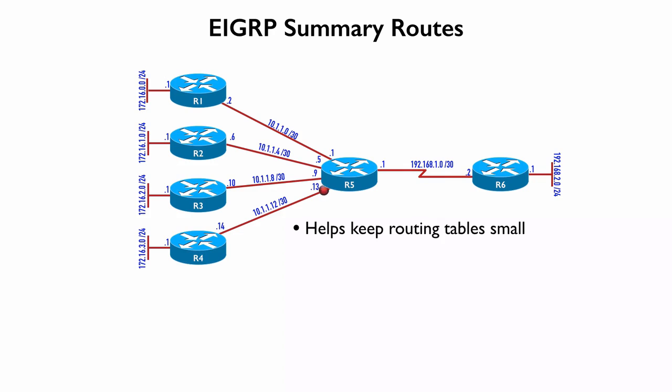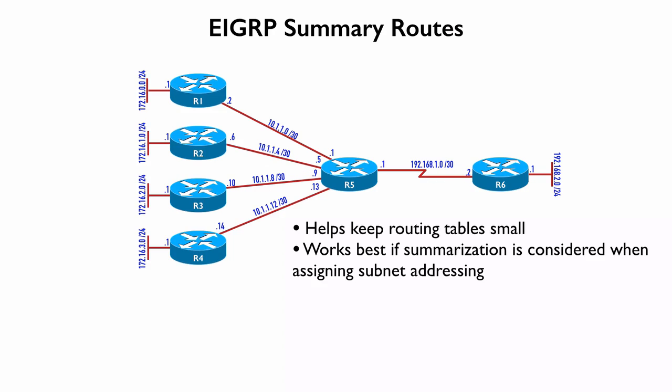One of the reasons we would want to do such a thing is to help keep our routing tables small, so we don't have as many entries. Of course, if we're going to do this, it's going to work best if we consider summarization as we're doing our initial addressing of our subnets. It would be a good idea to assign contiguous network addresses to networks that we might want to summarize together. And something sort of unique with EIGRP is that any of these routers can be configured to do summarization.